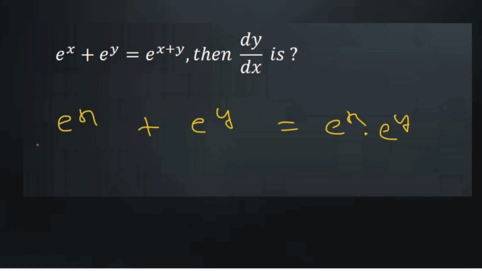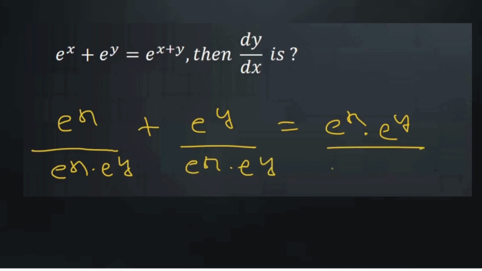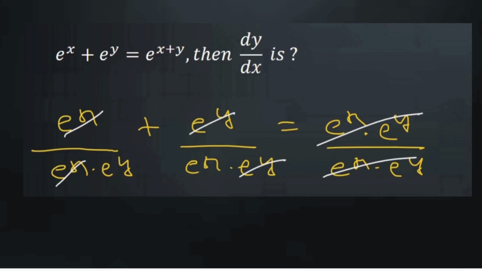And the next step, in order to make the right side 1, we are going to divide both sides by e raised to the power x into e raised to the power y. So this is e raised to the power x into e raised to the power y, the same here, and dividing this as well. So I can say this gets cancelled. Here e raised to the power x will get cancelled, and e raised to the power y in this case.